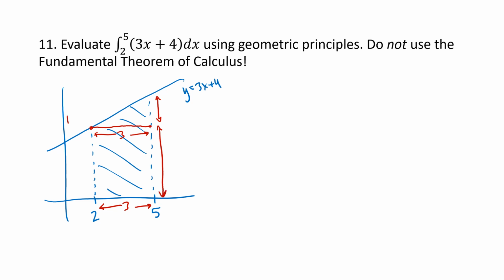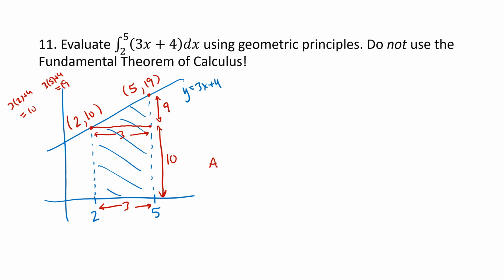Well, these points are on my graph, and this point has x-coordinate 2, and this point has x-coordinate 5. So 3 times 2 plus 4, that's 10. So this is 2 comma 10. And 3 times 5 plus 4, that's 19. So this is 5 comma 19. So the height of the point 2 comma 10 is 10. And then it's 9 more units from 10 up to 19. So the height of my triangle is 9.